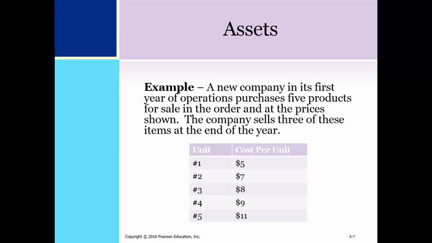Let's go over an example of how to calculate the cost of goods sold and the inventory balance that will appear on the financial statements. Assume a company purchases 5 units of product at costs ranging from $5 to $11 per unit. The firm then sells 3 of the 5 units. This will leave 2 units in ending inventory on the balance sheet.